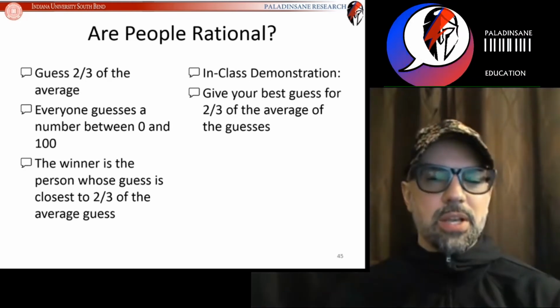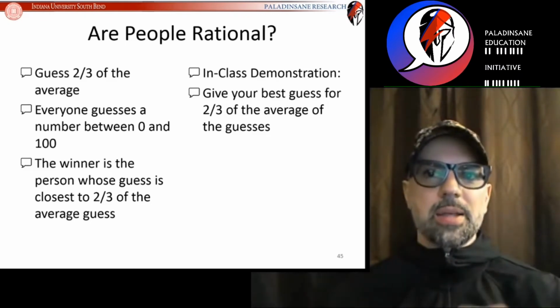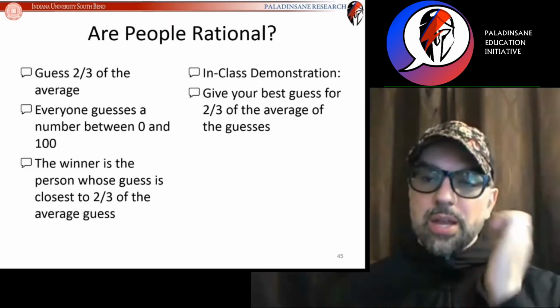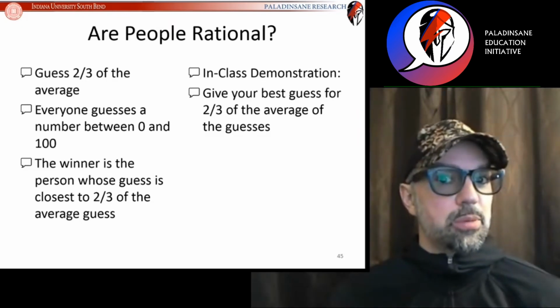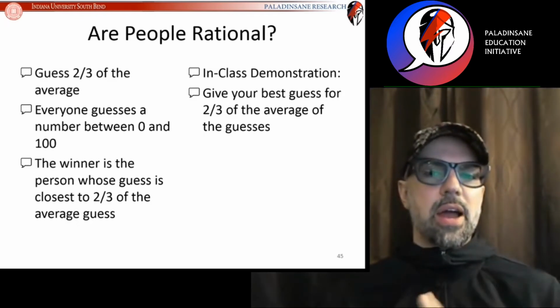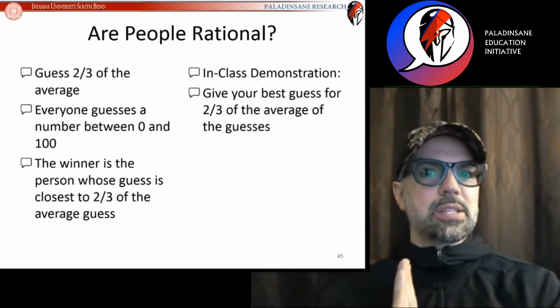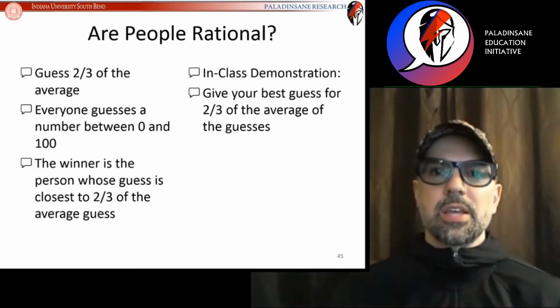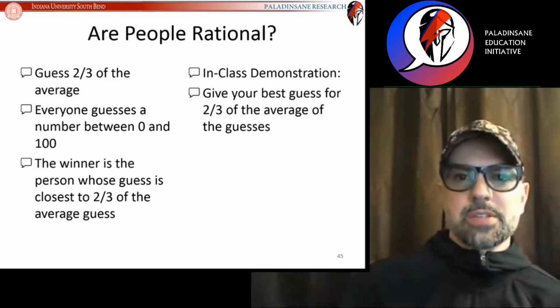So give that a moment. Take a moment to think about it. Try to rationalize what you would do. And because this is game theory, try to rationalize what other people will do, because your success depends on their success. And see if you can figure out, number one, what the prescriptive solution is. And then number two, give us your best descriptive solution.